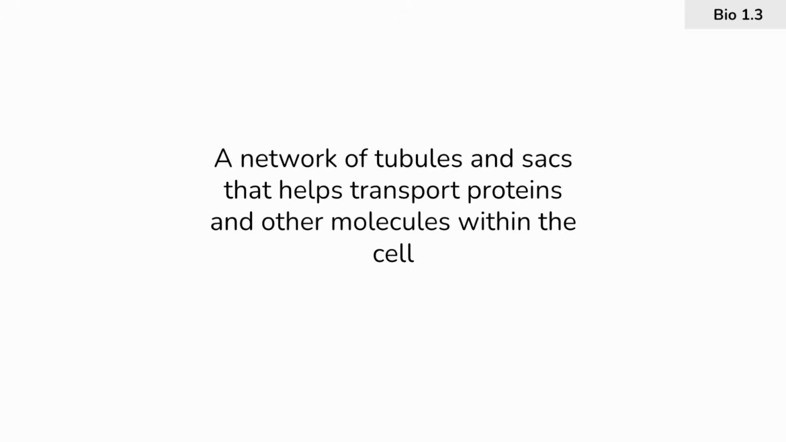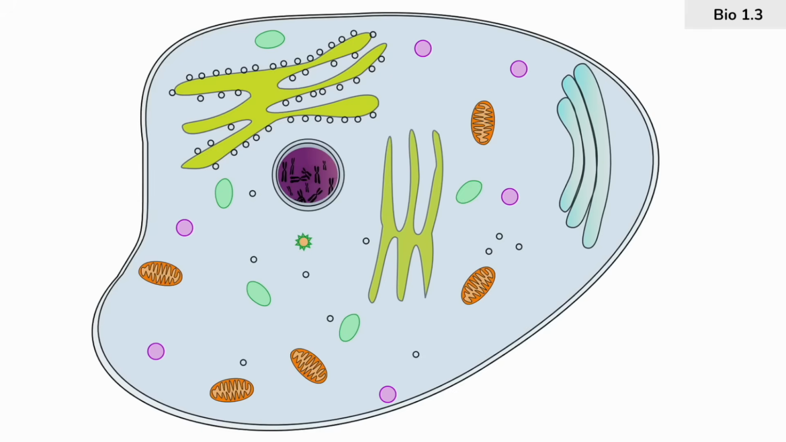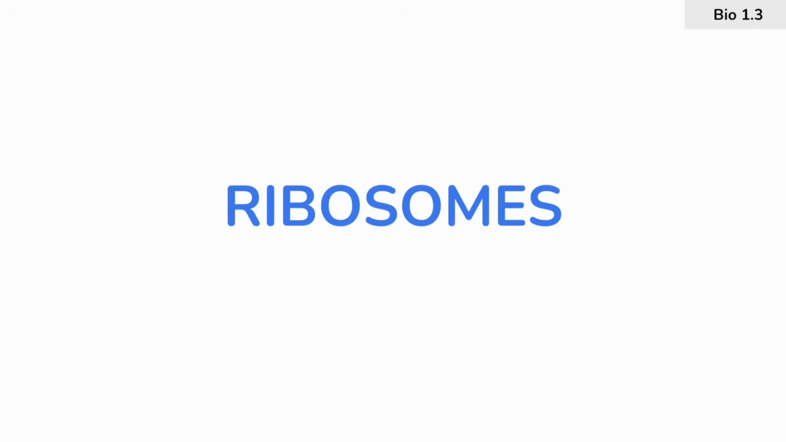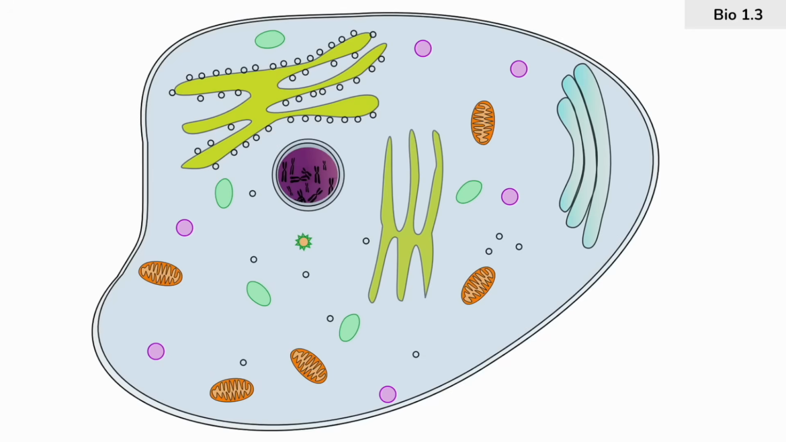A network of tubules and sacs that helps transport proteins and other molecules within the cell, that's the endoplasmic reticulum or ER. Now, we see the ER here. This is the SER or the smooth ER, and this is the RER or the rough ER. And you'll notice the difference between the RER and the SER is that the RER, or the rough endoplasmic reticulum, contains ribosomes. A small structure that produces proteins in cells are the ribosomes, which are often illustrated as little dots within the cell, which we saw here and again on the RER.